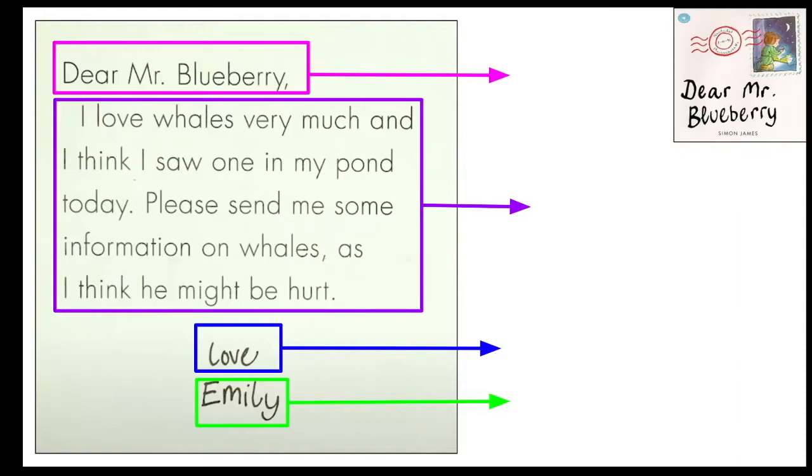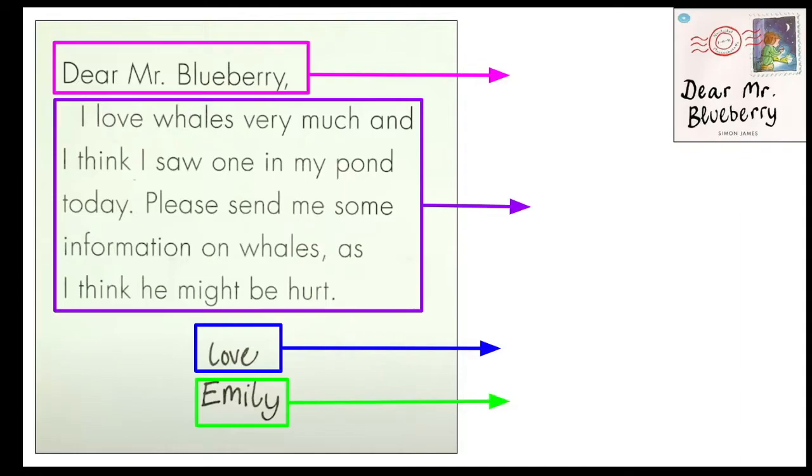Dear Mr. Blueberry, I love whales very much, and I think I saw one in my pond today. Please send me some information on whales as I think he might be hurt. Love, Emily.